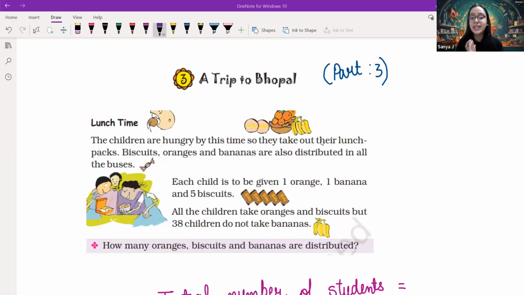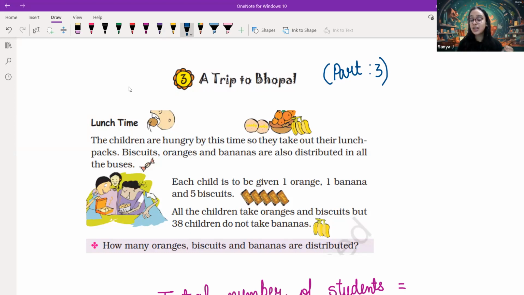In this video, we will be discussing NCERT solutions for grade 4, chapter 3, A Trip to Bhopal. This video is a continuation of this lesson. This is part 3 of this lesson. So are you all ready? Let's quickly get started. In the last video, we saw how everyone was having fun in their trip to Bhopal. They reached a place where they discovered lots of old caves and pictures. And now, let's continue the trip to Bhopal.